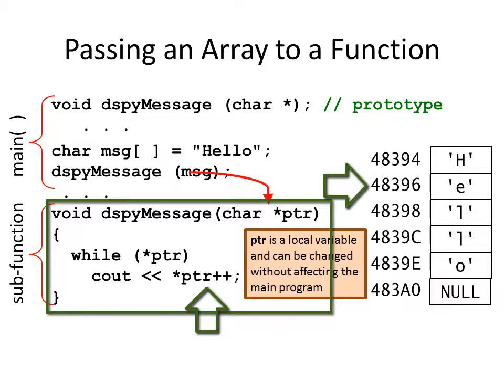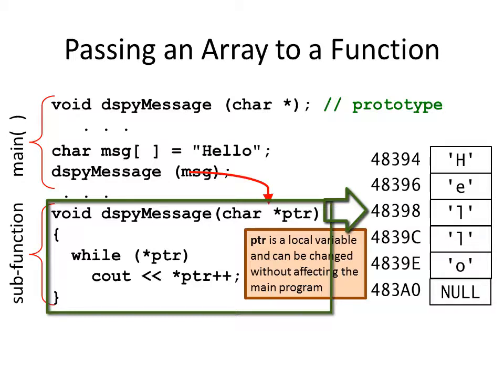Then plus plus increments the pointer. Now the pointer will be moved down to 48396, which is going to point to the E. Go back to the top of the while loop and say star PTR. The E is non-zero, so I'll display star PTR with C out, increment the pointer, so the pointer moves down to 48398, which is the L.